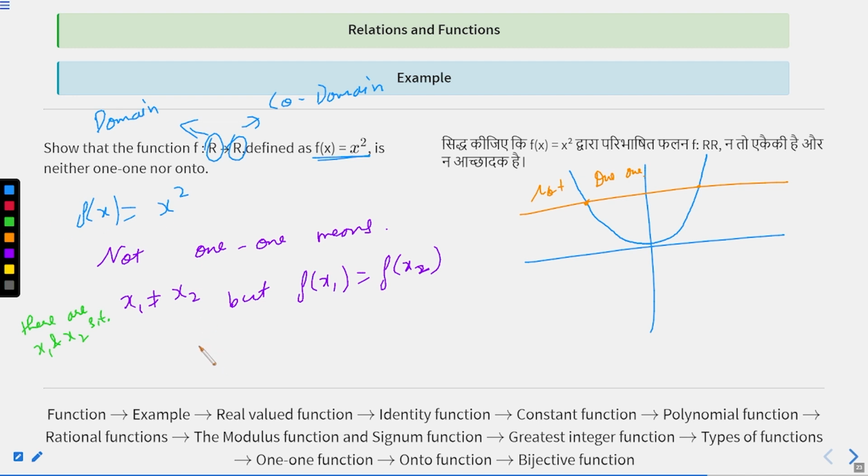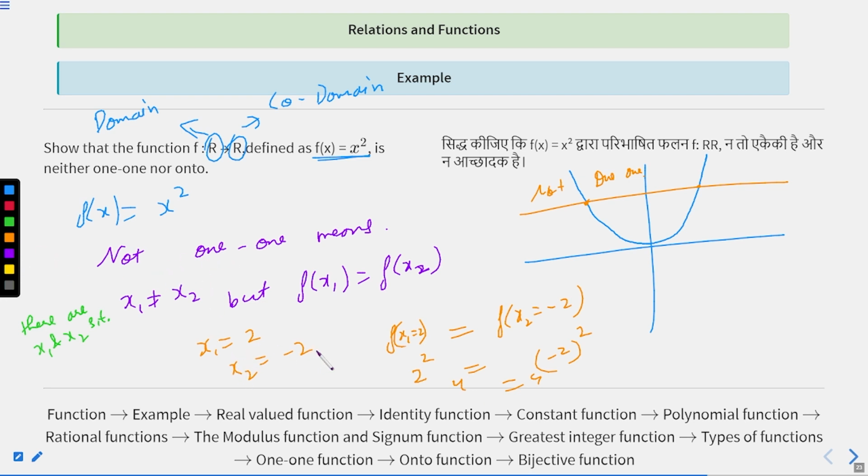So if you say that x1 is equal to 2 and x2 is equal to minus 2, then what will be your f(x1), which is f(2), and f(x2), which is f(minus 2)? The answer for this is 2 squared, and the answer for this will be minus 2 squared, and the output will be 4 and 4, equal. So we showed that it is not 1-1. Why?